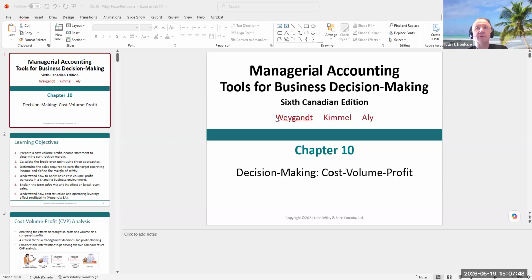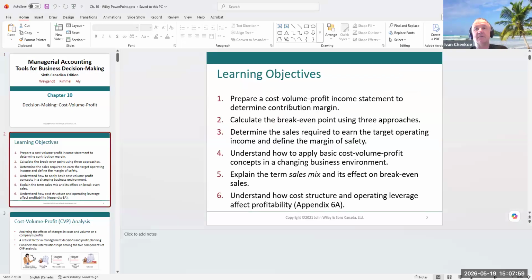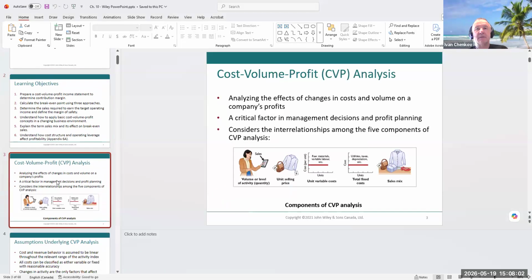Okay, chapter 10, cost volume profit analysis, or decision making based on the cost volume profit analysis. The course is still accounting for managers, and the learning objectives are quite few here. But before we do that, let's ask what kind of analysis is this? This analysis is going to give you the opportunity to understand what effect you're going to have on the profit if we change the cost or if we change the number of units that we're selling, going up or going down.